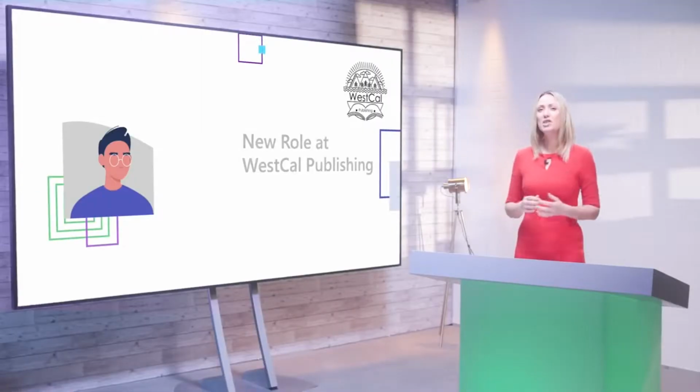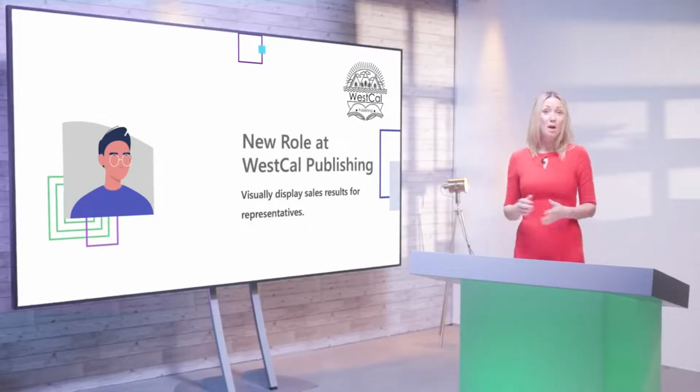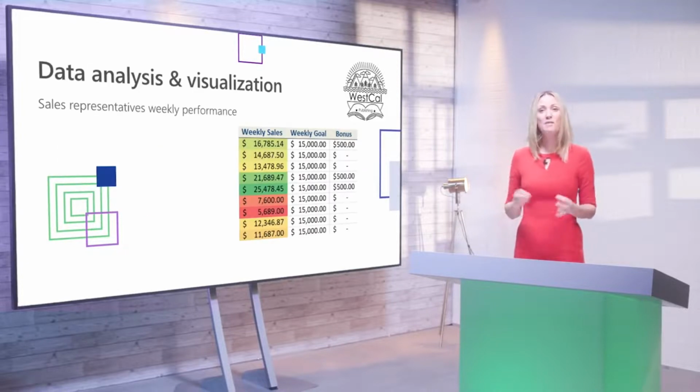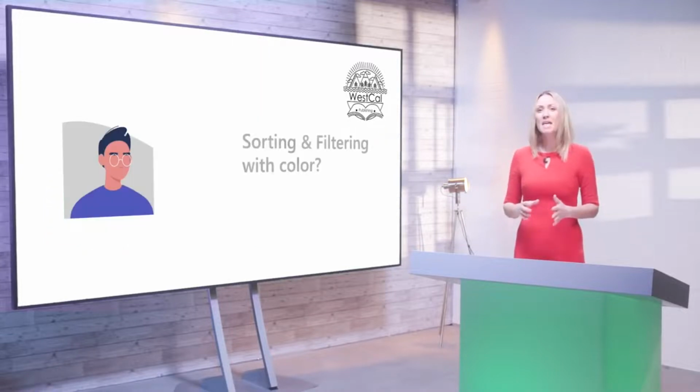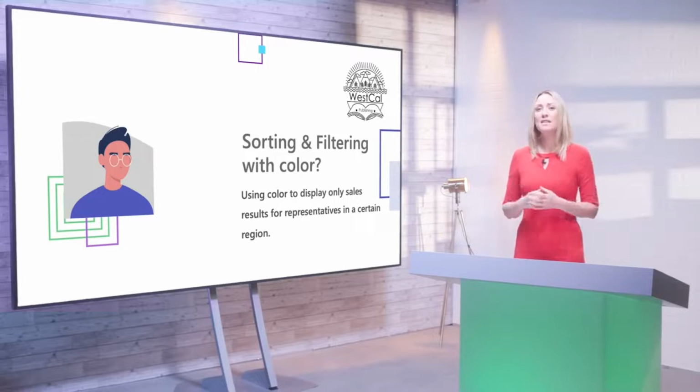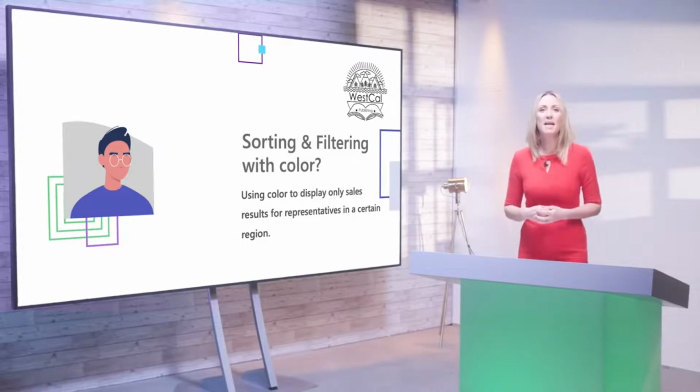First, let's look at an example scenario. Thomas has just been promoted at Westcal Publishing. Part of his new role involves working closely with the sales department. One of his primary responsibilities is improving data analysis and visualization for all sales representatives. He has been asked to find a way to colourfully display the sales results from representatives who are consistently hitting weekly targets. By using conditional formatting, he can have a colour generated automatically for those who are meeting their targets. He can then easily sort or filter by the colour.